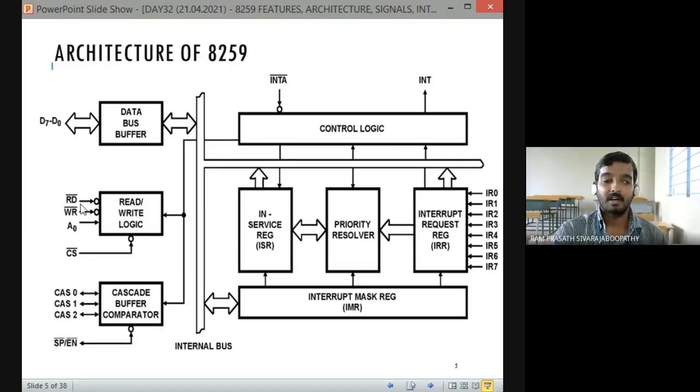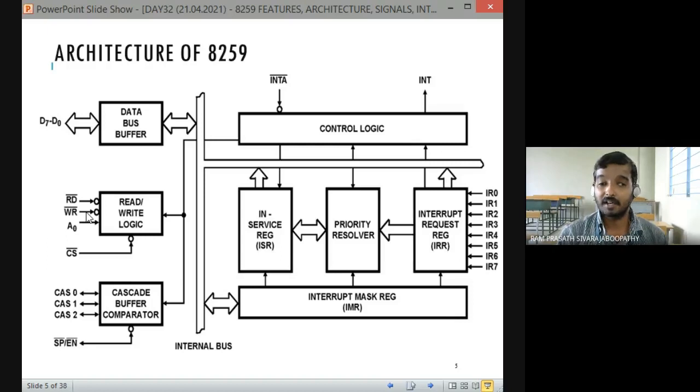Fine. All of you know RD bar and WR bar. They are active low signals. So when RD bar goes low, when does RD bar become 0? Yes, kindly respond. I asked when RD bar becomes 0. When we are writing, WR bar becomes 0 and RD bar becomes 1, correct?